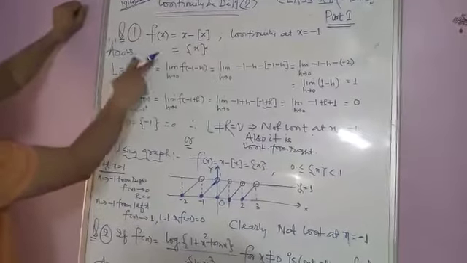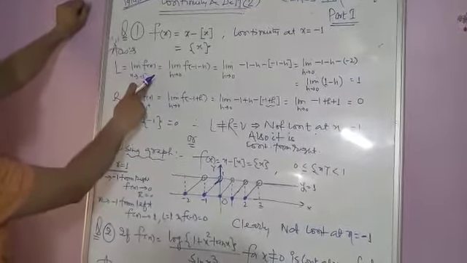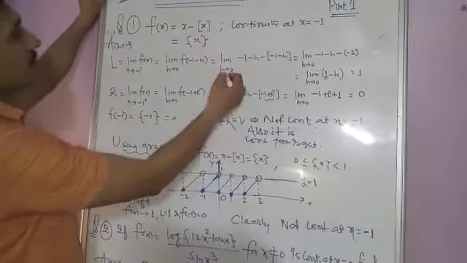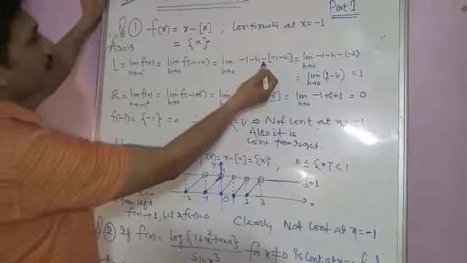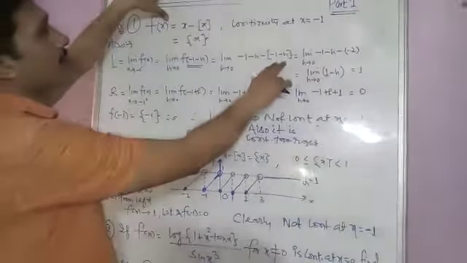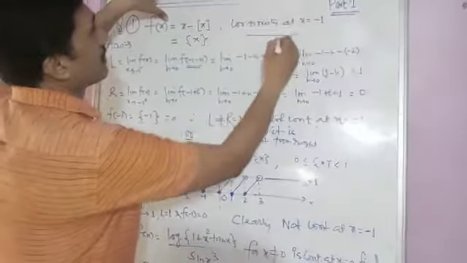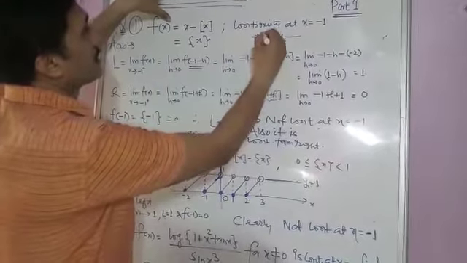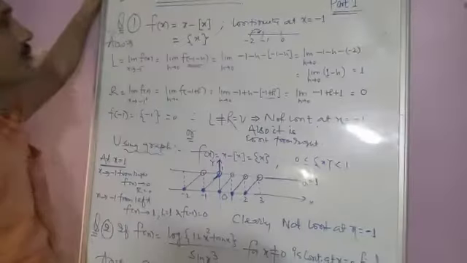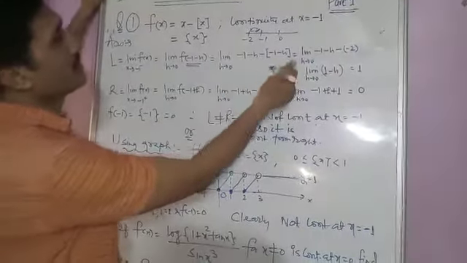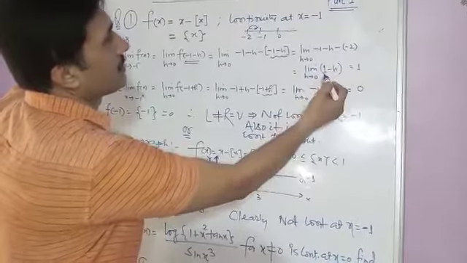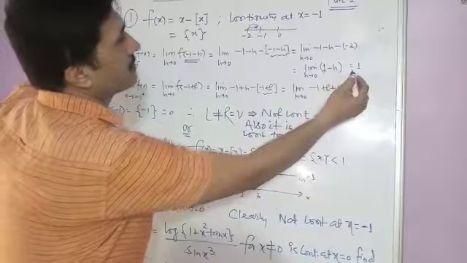Here the left hand limit of f(x) as x tends to minus 1 minus is the limit as h tends to 0 of f of minus 1 minus h, which is the limit of minus 1 minus h minus the integral part of minus 1 minus h. From the definition, minus 1 minus h is a number lying between minus 2 and minus 1. So its integral part will be minus 2. So it is minus 1 minus h plus 2. As h tends to 0, 1 minus h tends to 0, the result will be 1.